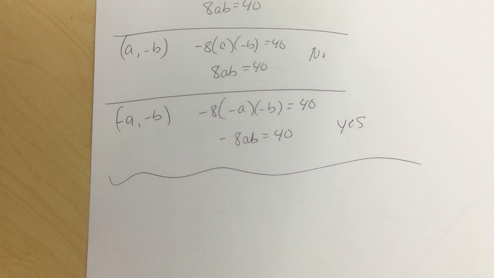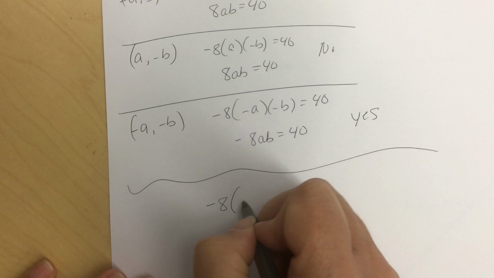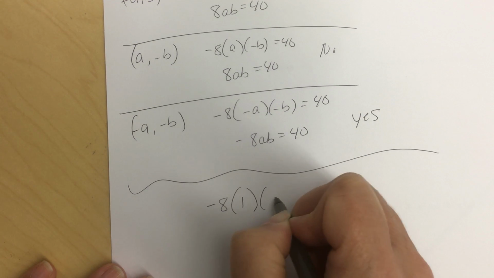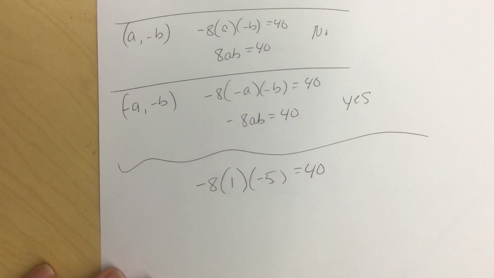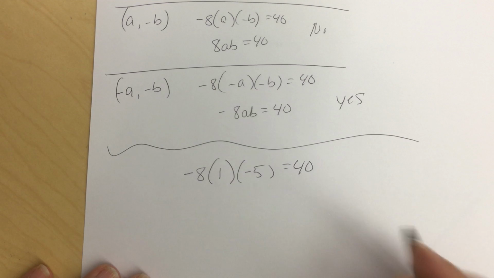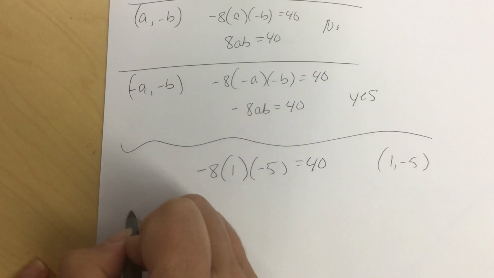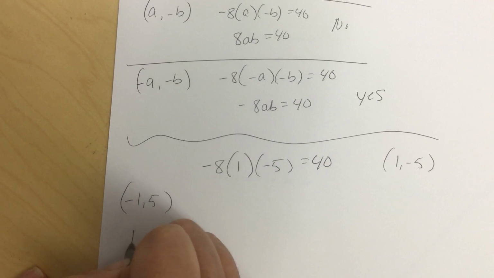This one might be something that works better with numbers. If you take a negative 8 times 1 times negative 5, that would equal 40, wouldn't it? So that means the ordered pair (1, -5) works. So if you try (-1, 5).